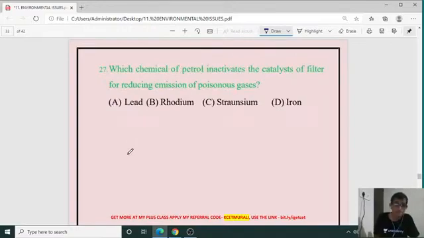Then 27th. Which chemical of petrol inactivates the catalyst of filter for reducing emission of poisonous gases?